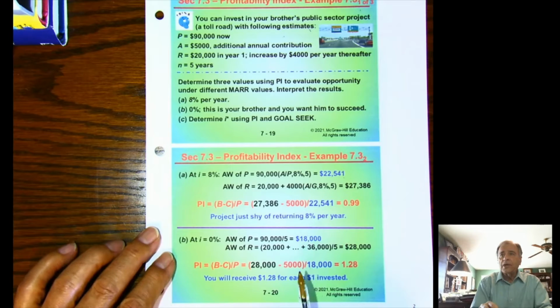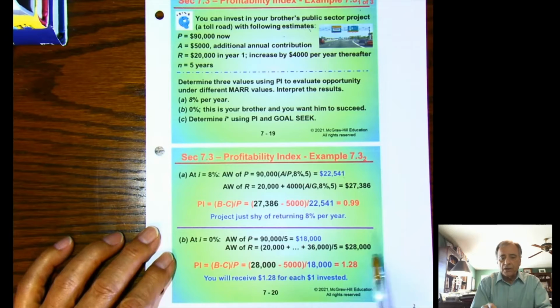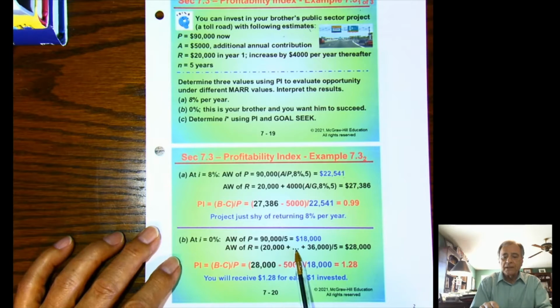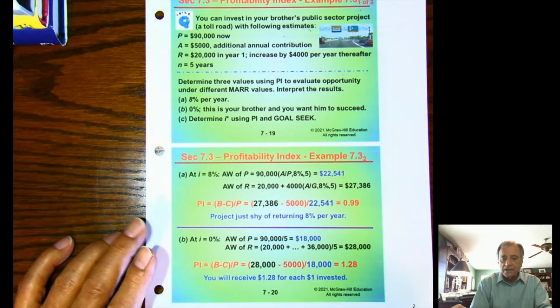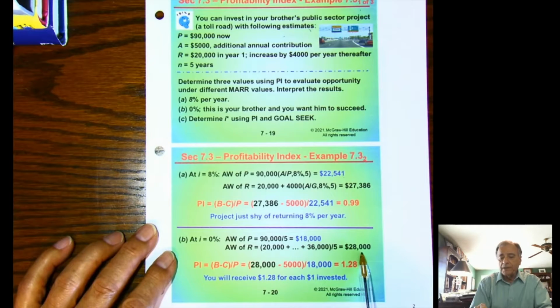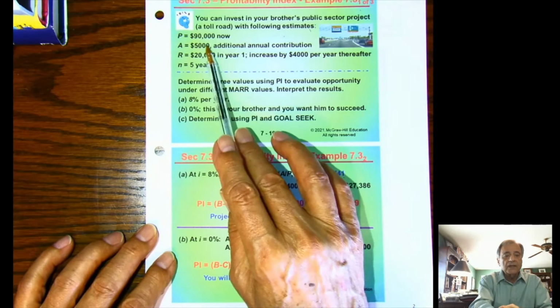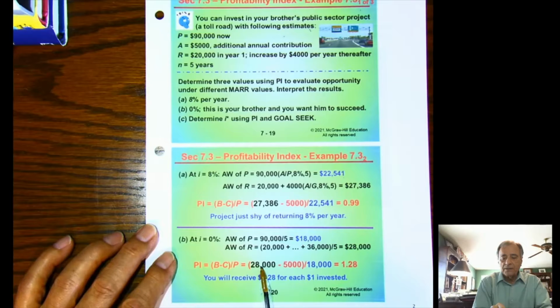And then your numerator is going to be the revenue minus the cost. Well, the revenue is 20,000 the first year, 24,000 the second year, and you keep going on up. If you add them all up, the total revenue divided by 5, because the interest rate's 0, you simply get $28,000. And then you have the $5,000 annual cost, so you get 28,000 minus 5 is 23, divided by 18 gives you a ratio of 1.28. So at 0%, yes, it's a good investment.